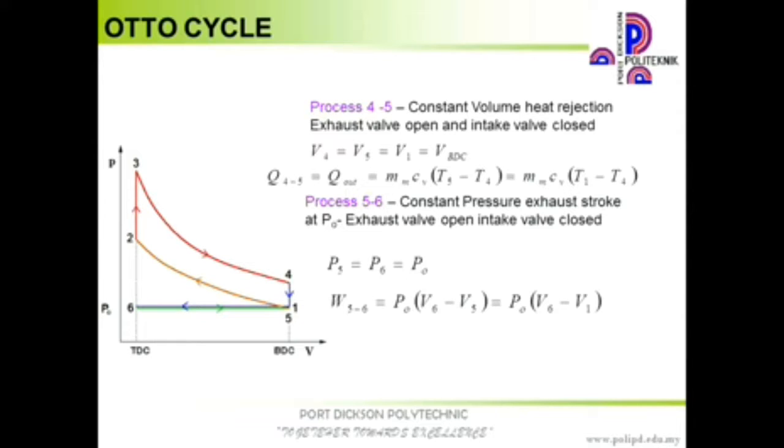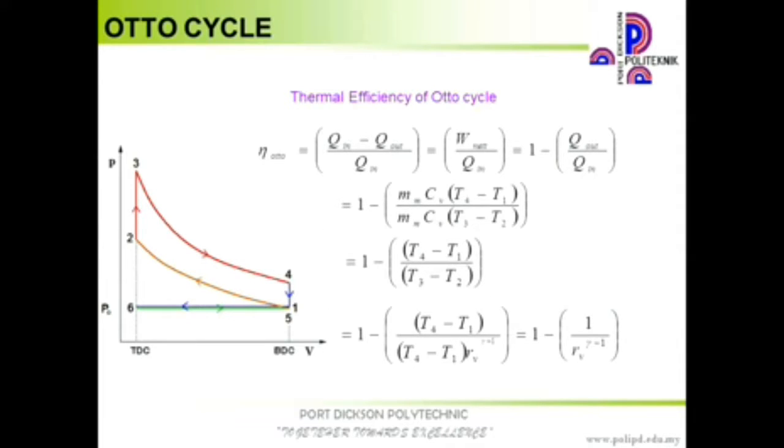Process 5-6: P5 equals P6 equals P0. W56 equals P0 times (V6 minus V5), which equals P0 times (V6 minus V1). And lastly, determine the thermal efficiency. Efficiency equals 1 minus Q out over Q in. Now let's see the example solution for an Otto cycle question.